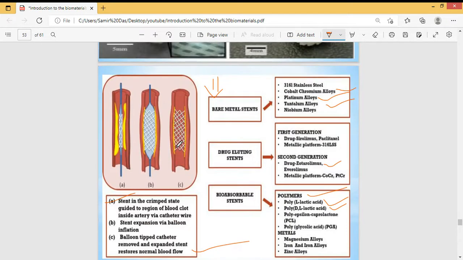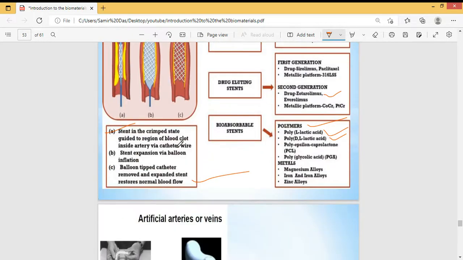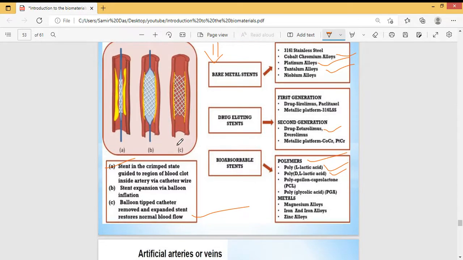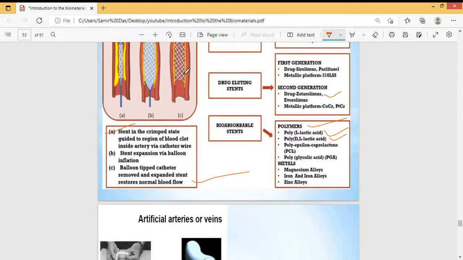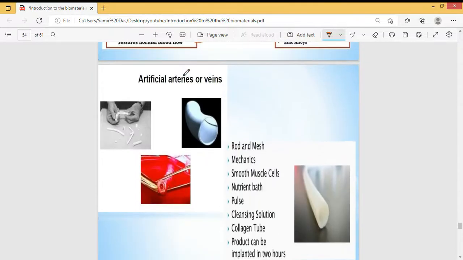Before this, we basically go through balloon angioplasty. After that, we use the stent, so that in the long term we can place it in that part, and after implantation there should be no chance of blood clotting in the future as well.